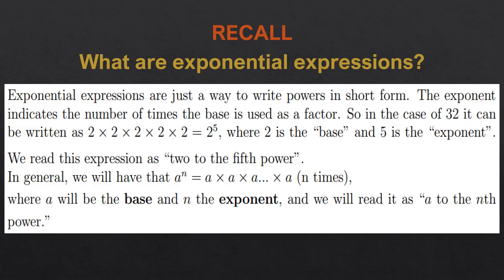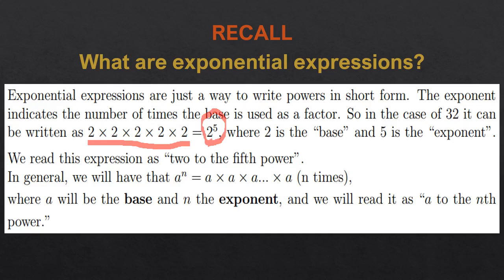Well, as you can see, the number 2 is being used 5 times or being multiplied 5 times. So, we now have 2 to the 5th power, where 2 is the base and 5 is the exponent. Again, we read this expression as 2 to the 5th power.